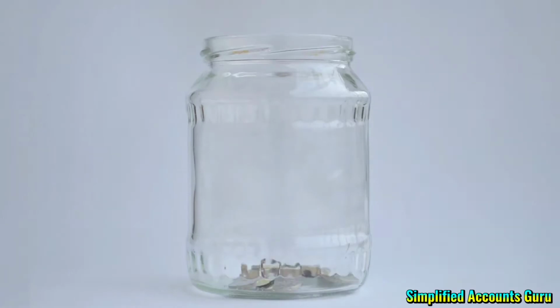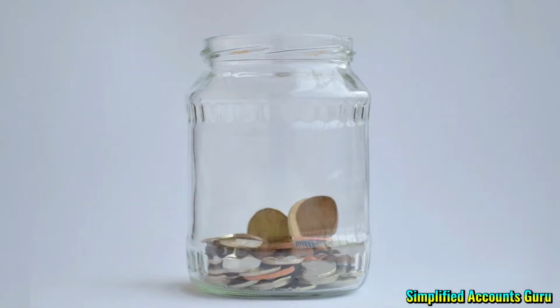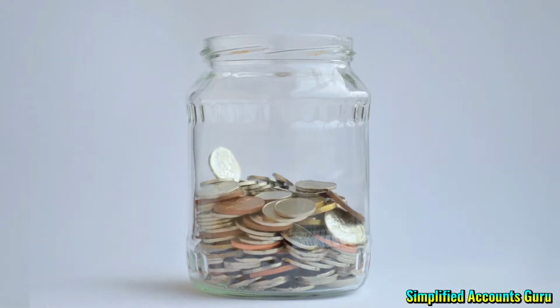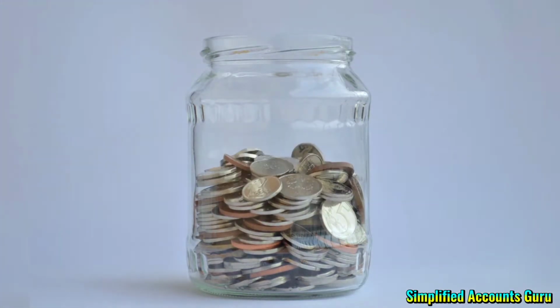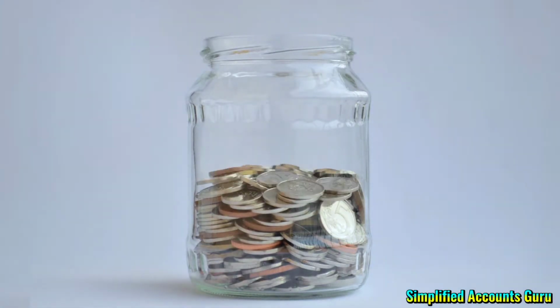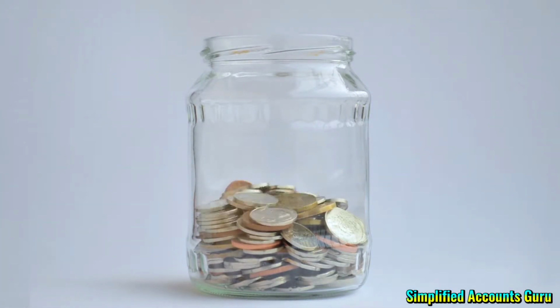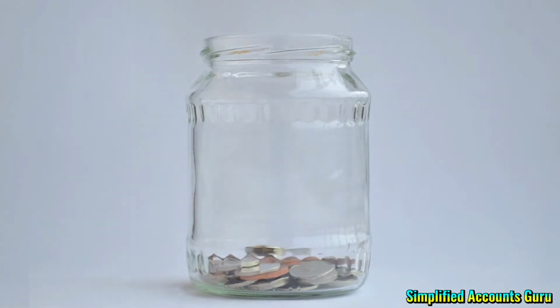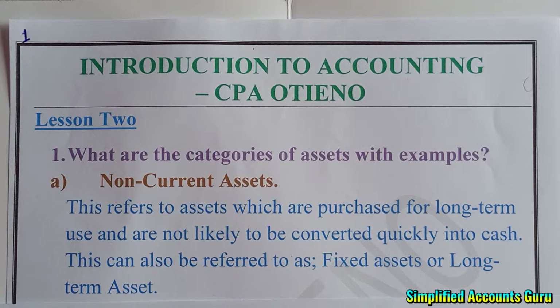Introduction to Accounting. We are still trying to build the background of accounting, and thereafter we'll be able to flow with accounting entries and even the other calculations that are involved. But for today, allow me to go straight into the first question, which is asking, what are the categories of assets? Then we shall also give the examples.